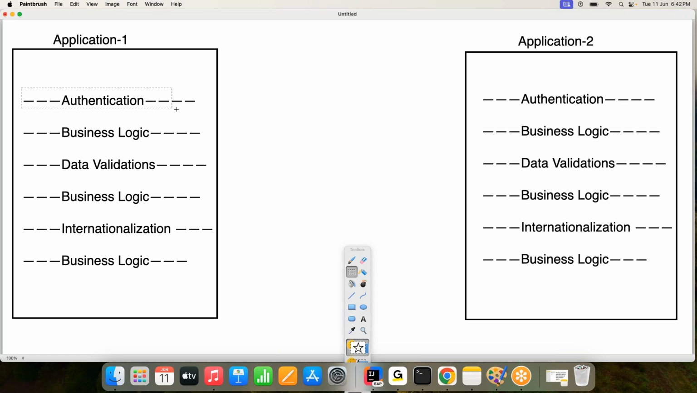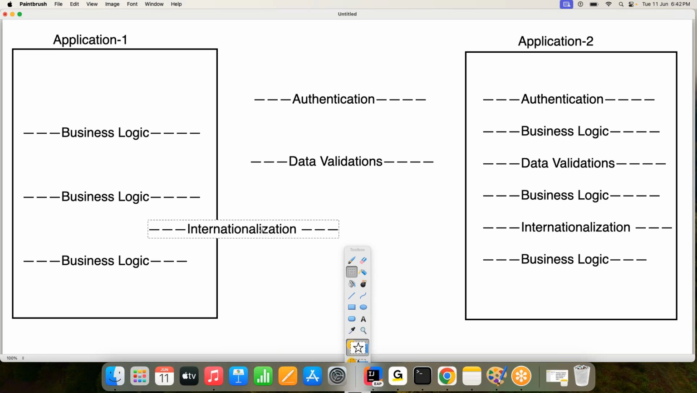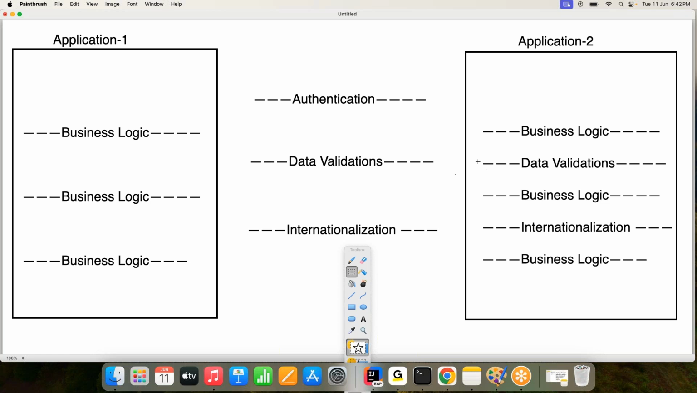Now I want to separate this one. Here also data validation is one of the services. Separate the service from the business logic. Next, separate this internationalization. This is also one of the services, separate it from the business logic. Okay, here also we have separated it. We can just remove this, it is not required. Already we provided this. Internationalization is also not required here.